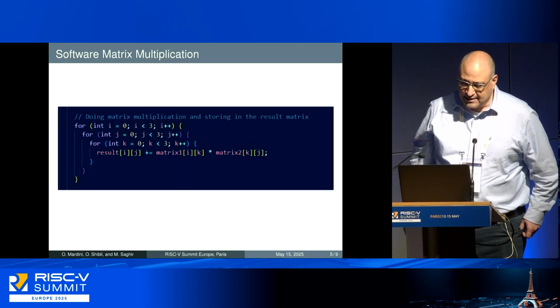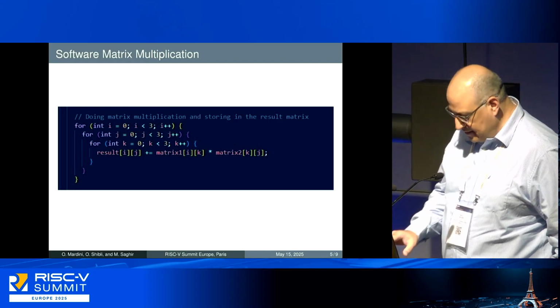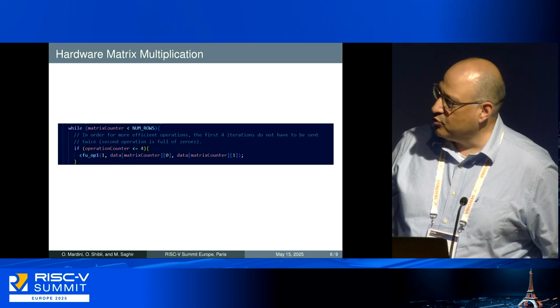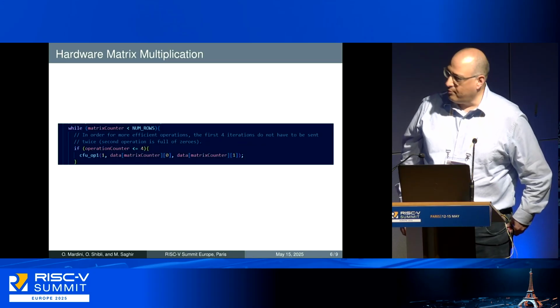This is just showing us in software how we implement matrix multiplication. This is fairly standard. And this is showing us how we replace the innermost loop by a call to the CFU operation.